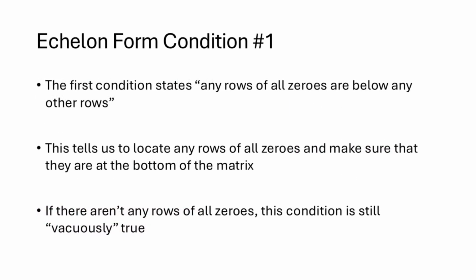Let's say a few more words about these conditions. If we look at condition number 1, it states that any rows of all zeros are below any other rows. And so we need to locate any rows of all zeros that we might have in our matrix and make sure that they're at the bottom of our matrix. But what if there aren't any rows of all zeros? Well, in that case, this condition is still true in a way that we call vacuously true. Or in other words, there's nothing to check, so the condition can't be violated. So if you don't have any rows of all zeros, then condition number 1 is true.